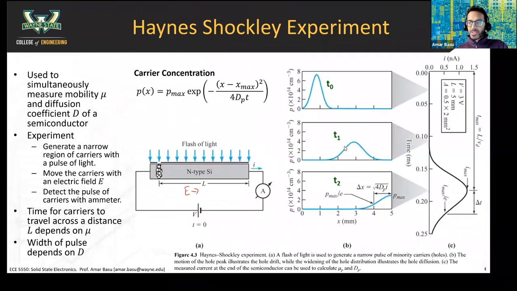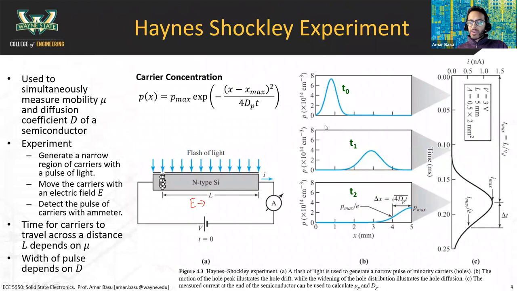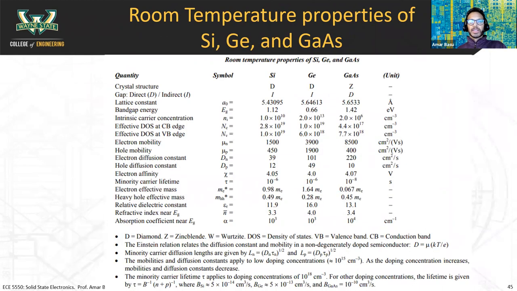Okay, so in a single experiment, by creating a pulse of carriers, the time it takes for this pulse to get from one side to the other tells us the mobility. And how spread out the pulse becomes during that time, how wide it becomes, tells us the diffusion coefficient. So, a really cool experiment.